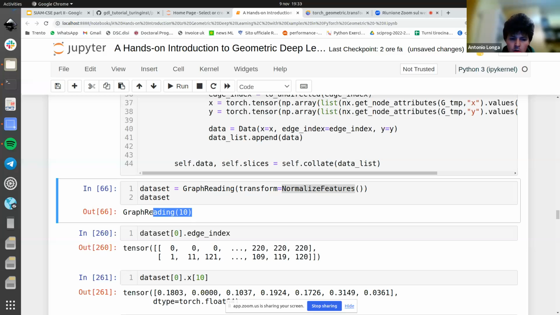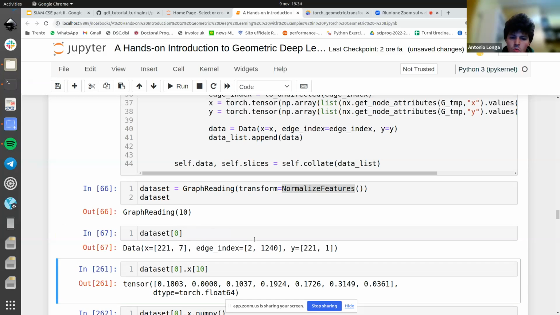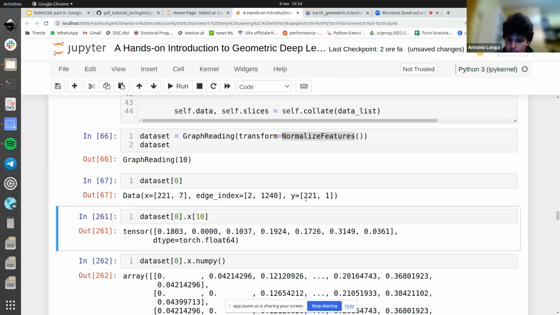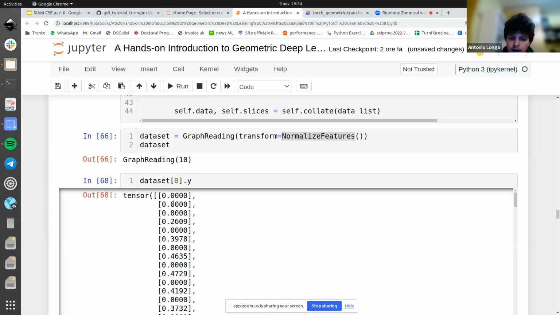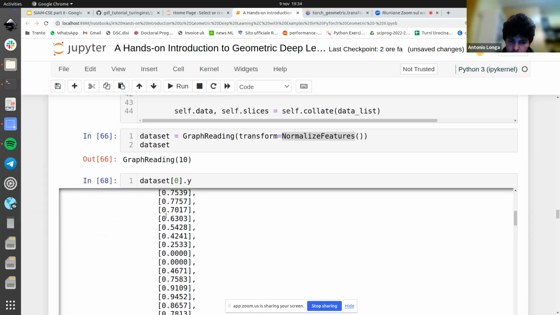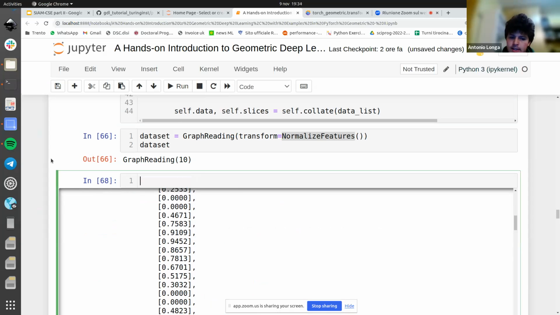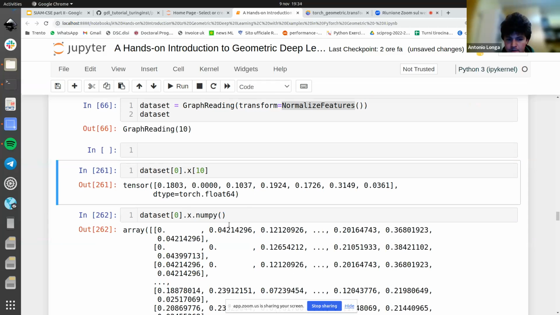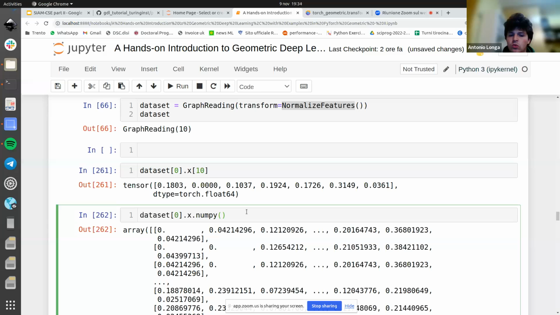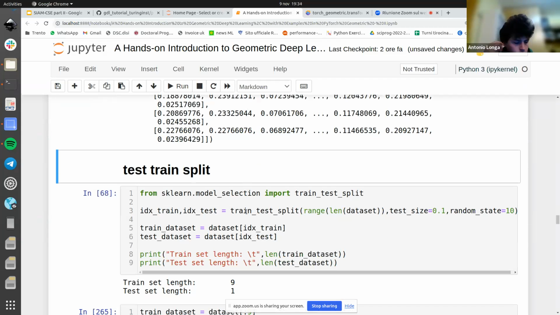Okay, we loaded our graph. Our data set has 10 graphs. If we access the first graph, so the data set in position 0, we have our node features, we have our edge index, we have our Y. Remember that our Y values right now are real values, so we are in a regression setting. We can simply move our features to NumPy, and there are many methods to operate on those structures. Basically, they are tensors, and you can do whatever you want with tensors.